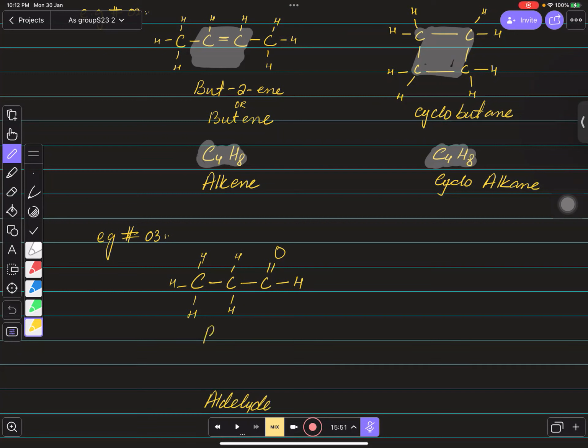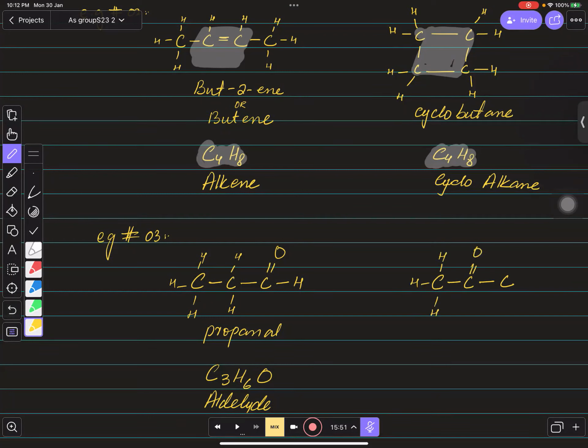And the name of this compound is propanal. This is propanal, right? The molecular formula of this is C3H6O. We have 6 H's over here and a single O, right? So this is the molecular formula of this compound. Now I'm drawing 3 carbons over here, and 1, 2, 3 hydrogens, 1, 2, 3 hydrogens.